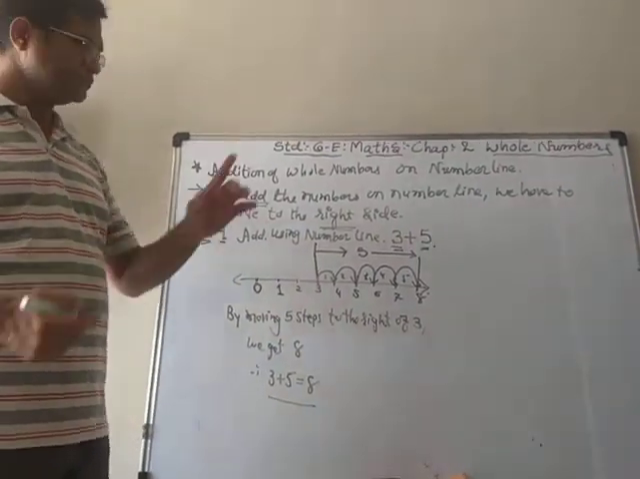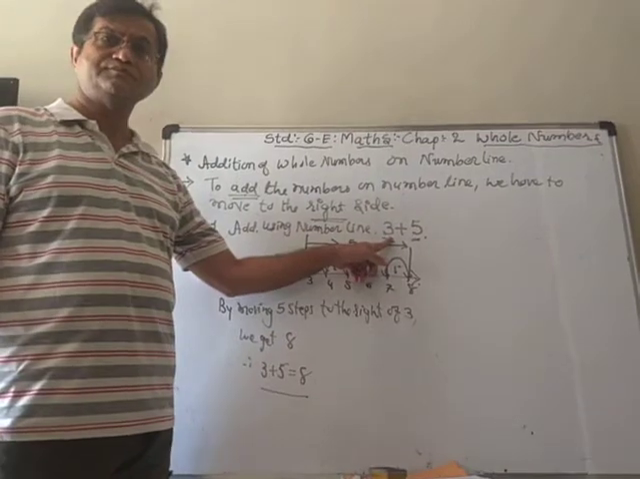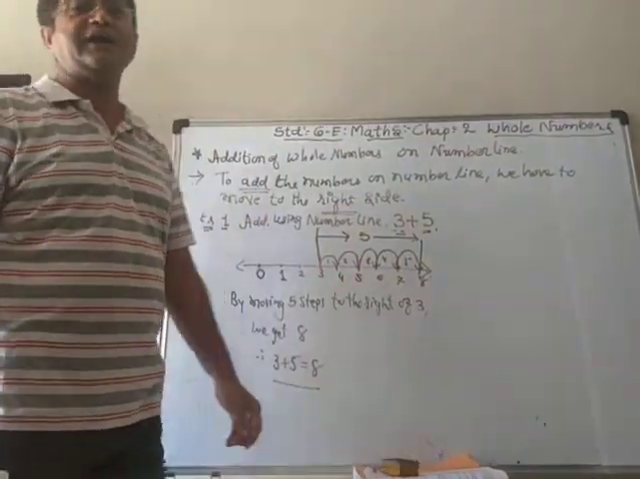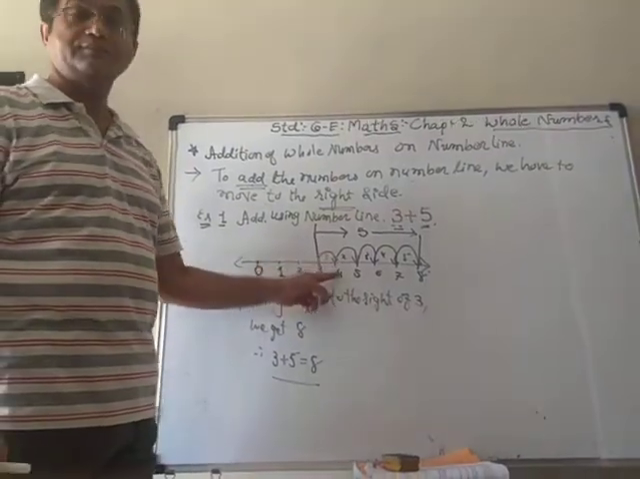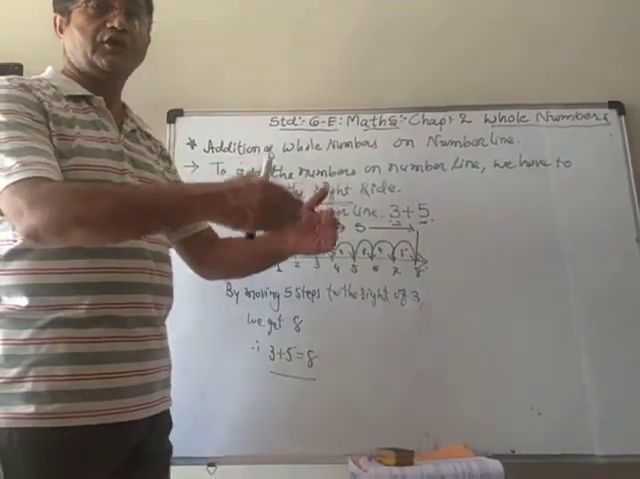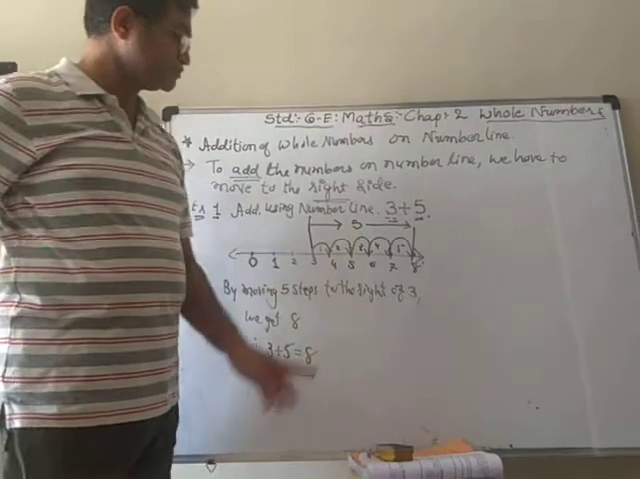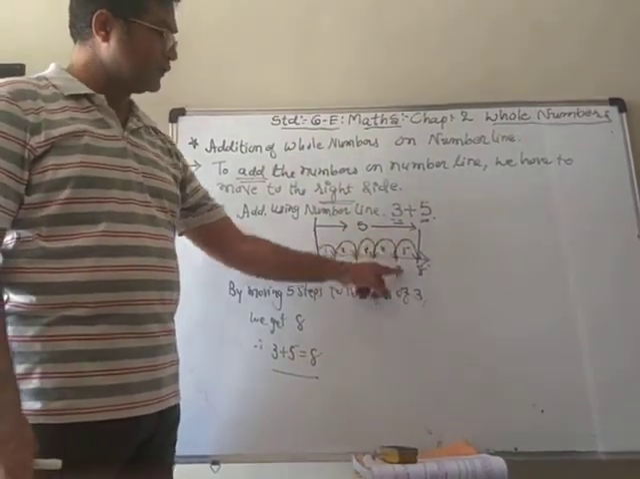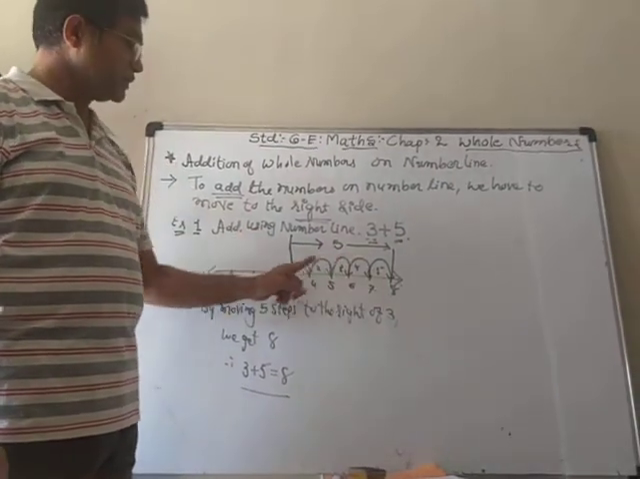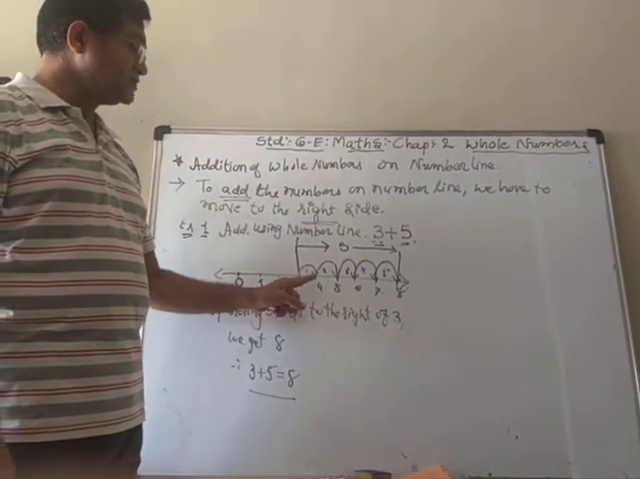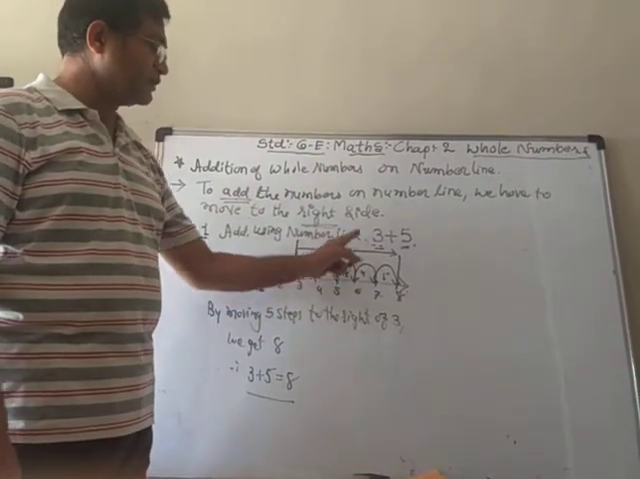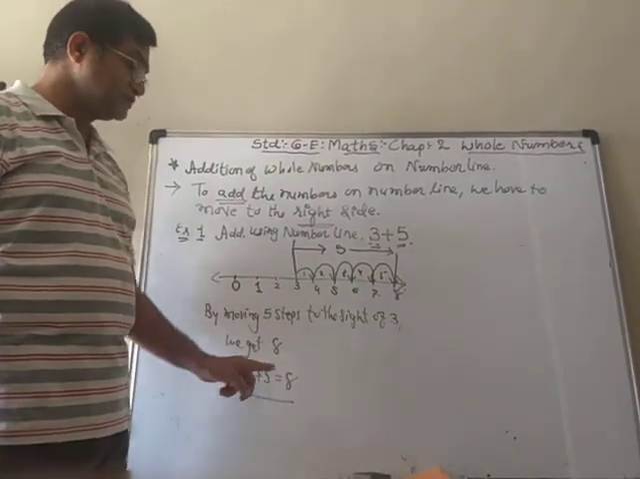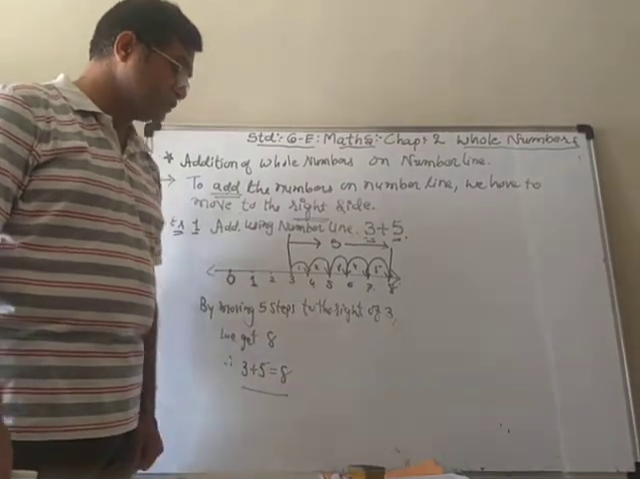Very simple. Start from the first number and then you have to move to the right side. How many? You have to jump. Jump like a frog. One step only. So 3 to 4, 4 to 5, 5 times. So the answer is 3, moving 5 on the right, we get 8. So 3 plus 5 is equal to 8.